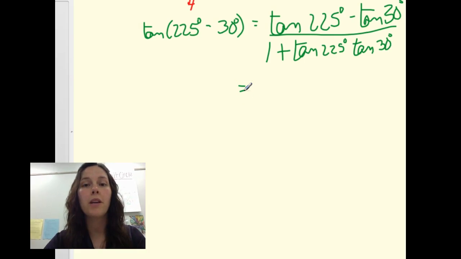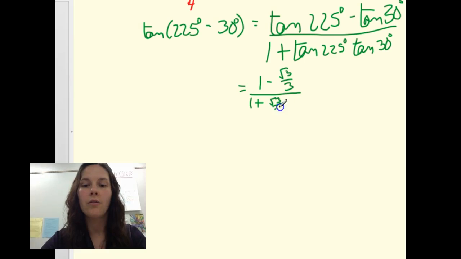Tangent of 225 being a multiple of 45 degrees, tangent is 1. And in the third quadrant, tangent is positive because sine and cosine are both negative. Tangent of 30 degrees, again, if you don't have this memorized, you can generate it doing sine over cosine, but it is helpful to have it memorized. Tangent is root 3 over 3 at 30 degrees, or pi over 6, and tangent is square root of 3 at 60 degrees, or pi over 3. All over 1 plus, and again, tangent of 225 is 1, so we don't really need to write that when we're multiplying, times root 3 over 3.